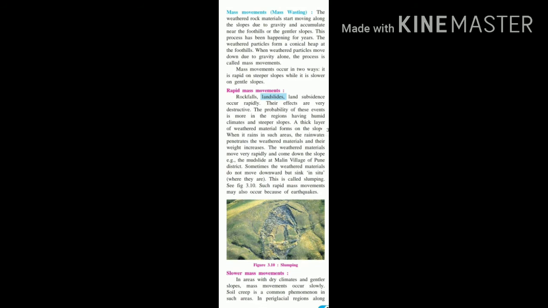Sometimes the weathered material does not move downward but sinks in situ, means sometimes the material doesn't go down the slope, but sinks right there on that place. The ground sinks down there only. This is called slumping. Such rapid mass movement may also occur because of an earthquake.